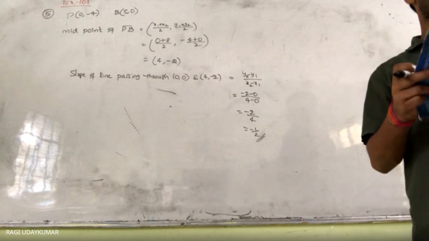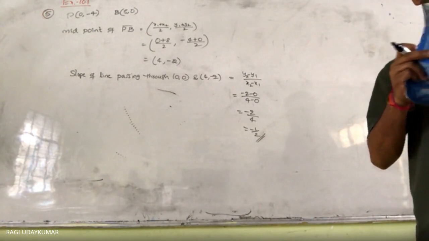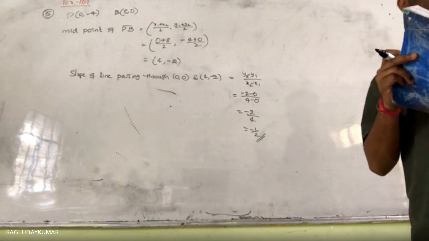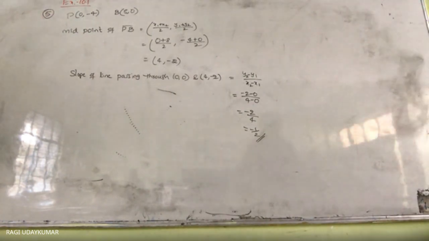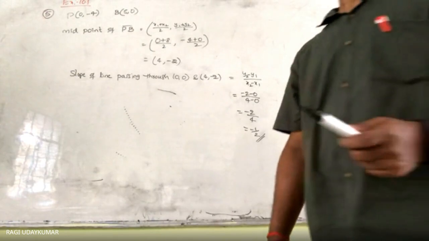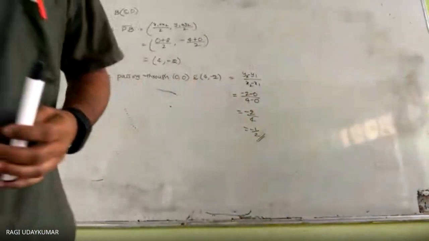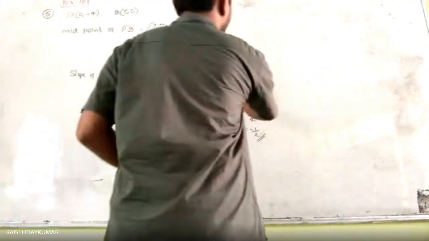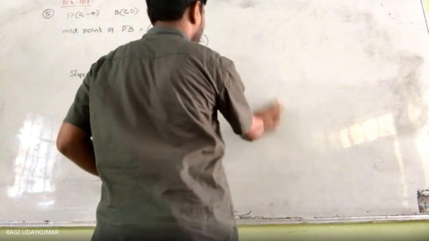So, sixth question. Without using the Pythagoras theorem, show that the three points (4, 4), (3, 5), and (-1, -1) are the vertices of a right angle triangle. Without using the Pythagoras theorem. Do not use the Pythagoras theorem.